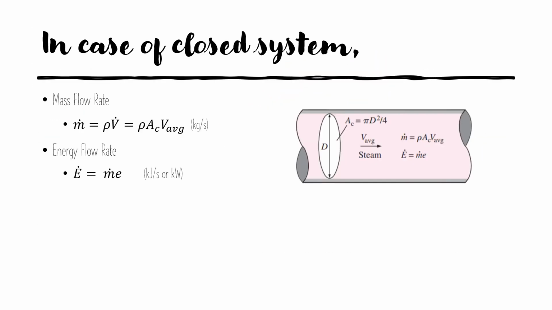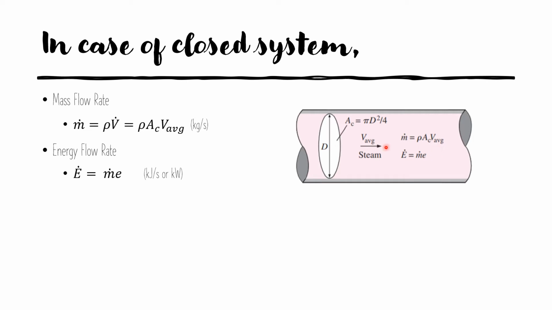In case of a closed system, the kinetic energy and the potential energy of a system are assumed to be zero, meaning there is no mass flow inside or outside the system, and this system is assumed stationary unless stated. So, in the figure, the mass and energy flow rates associated with the flow of steam in a pipe of inner diameter d with an average velocity V average.